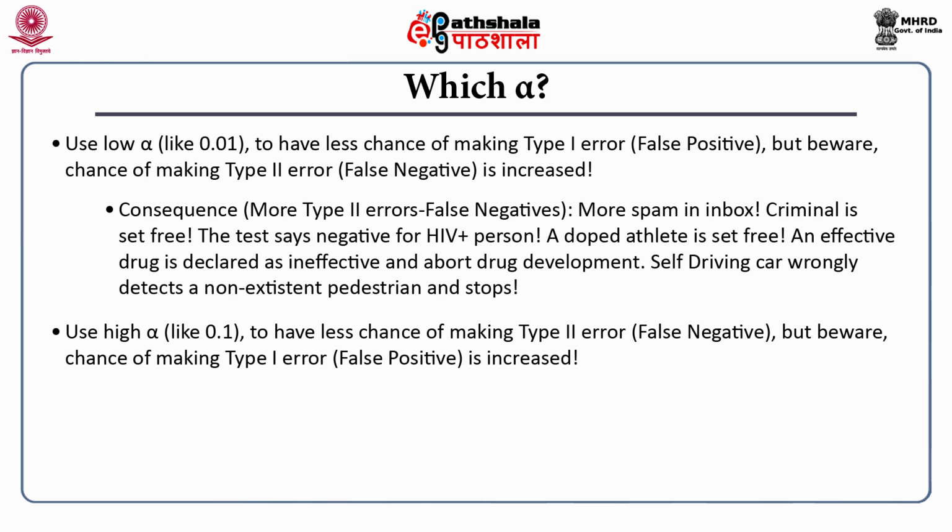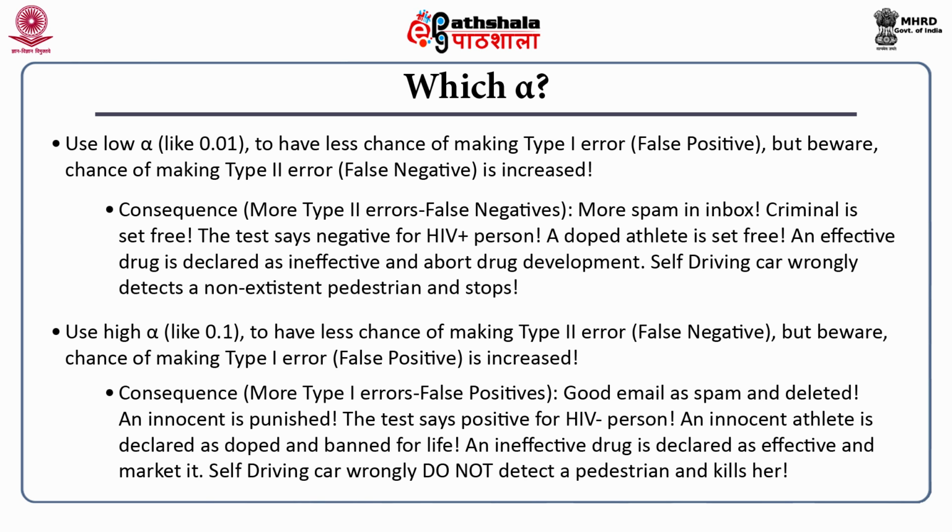Now if you use a high alpha like 0.1, what would be the consequence? You will have less chance of making a type 2 error, or false negative, but beware, the chance of making a type 1 error, or false positive, is increased. Some examples are: a good email is marked as spam and deleted, an innocent is punished, the test says positive for an HIV negative person, an innocent athlete is declared doped and banned for life, an ineffective drug is declared effective and marketed.